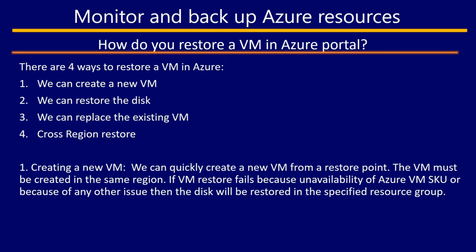The step will be 1. Creating a new VM. We can quickly create a new VM from a restore point. The VM must be created in the same region. If the VM restore fails because of unavailability of Azure VM's queue or because of any other issue, then the disk will be restored in the specified resource group.